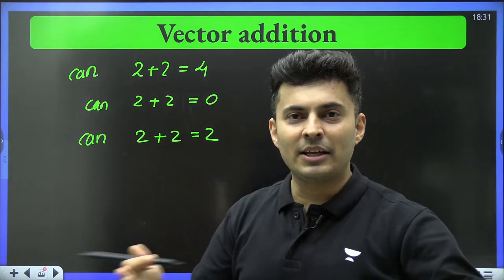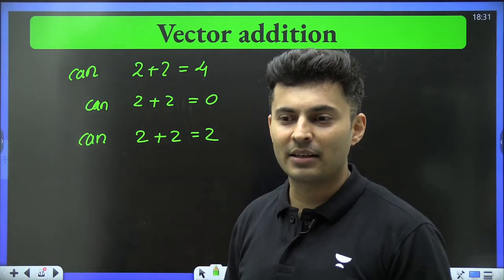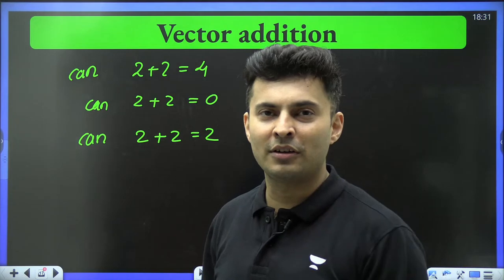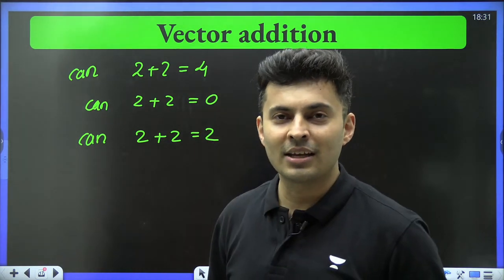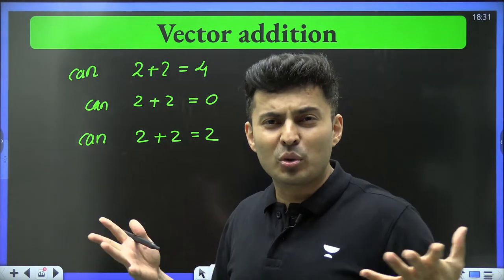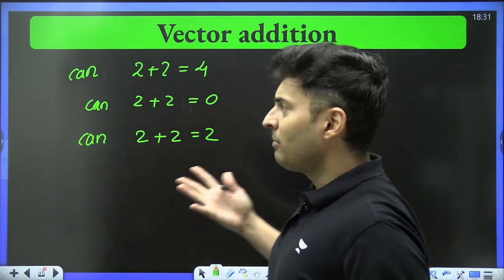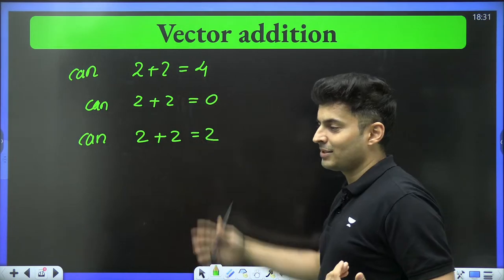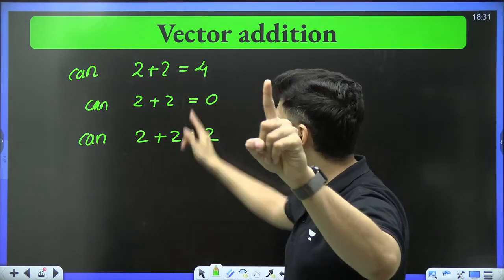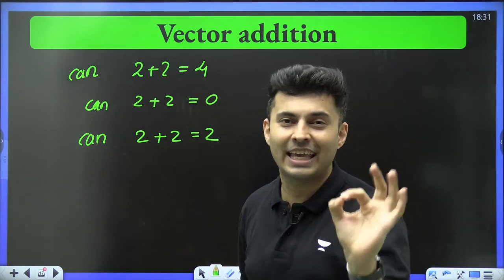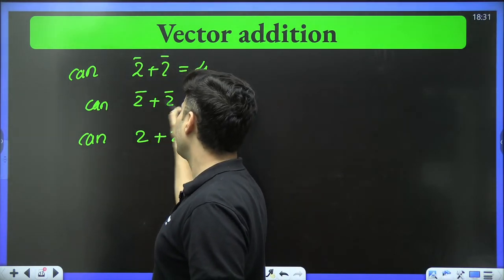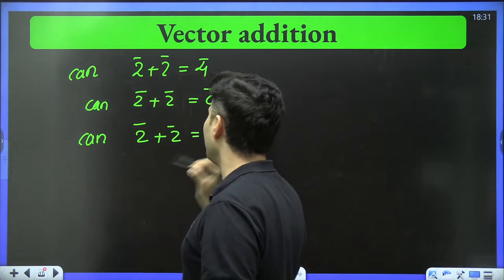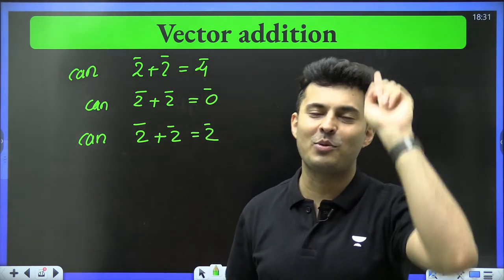My younger brother, younger sister is watching this video with me, and he is barely in second or third standard. He is barely learning to add 2 and 1 and 3. And now you are telling me 2 plus 2 is 2? My answer to this is yes, this is possible, if they are vectors. Scalars, no. Vectors, yes. If these are all vectors, then it is possible.